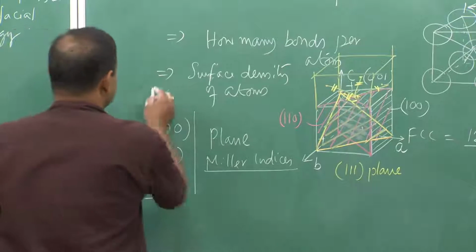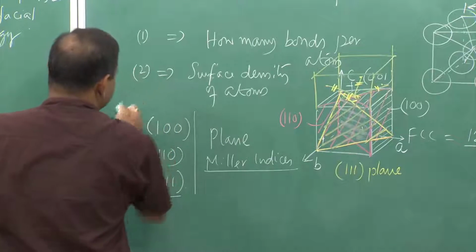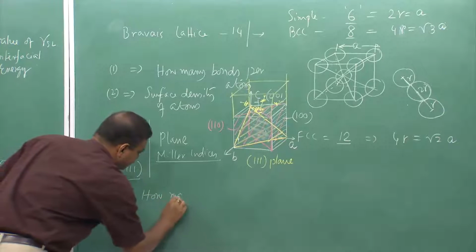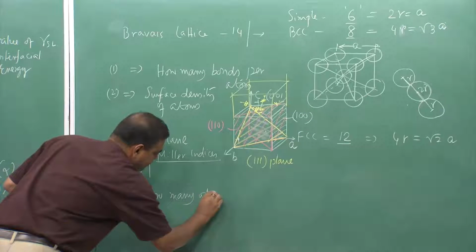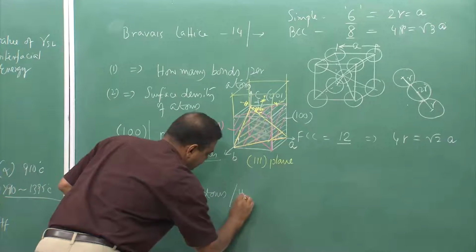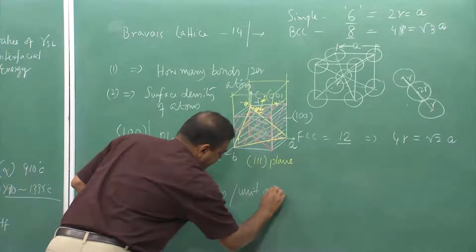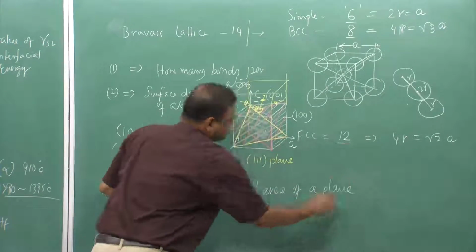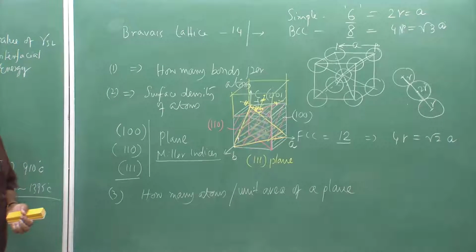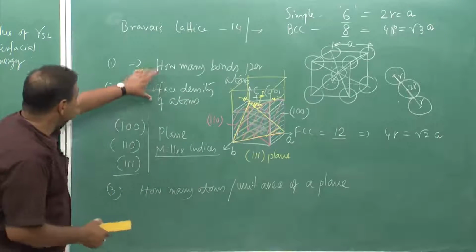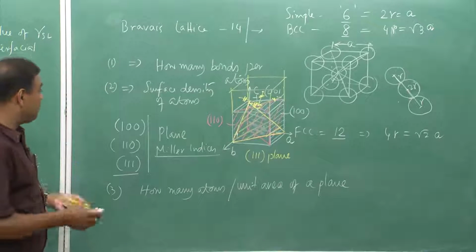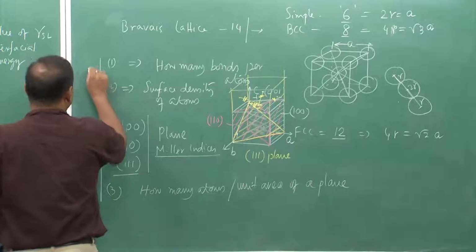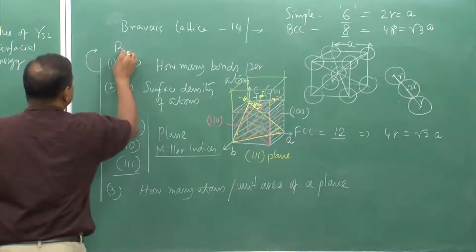So, this is one piece of information, this is the second, and the third is how many per plane. Now, once we get this information, all 3 things will use one common piece of data, which is the bond energy.